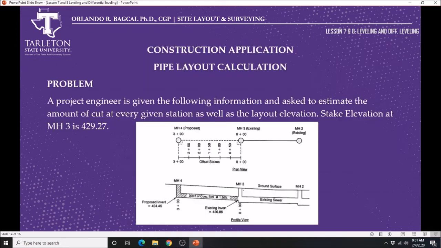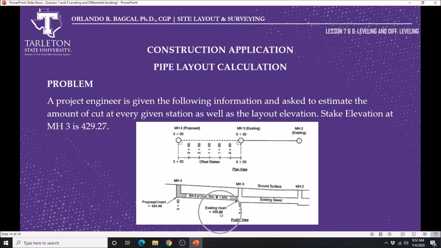All right. Let's take a look at some applications in construction. Laying out a pipe for civil works. If you are the project engineer of a given project and you are given the following information, you're asked to estimate the amount of cut at every given station as well as the layout elevation. The stake elevation at manhole 3, so there is a given manhole, this one here, is 429.27. That is the stake elevation at the ground surface.